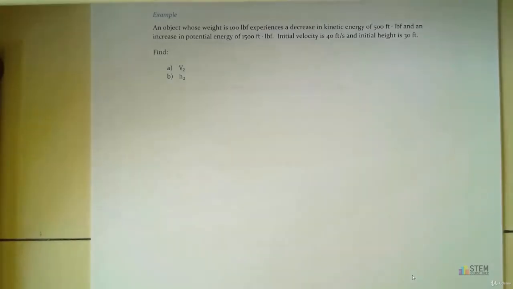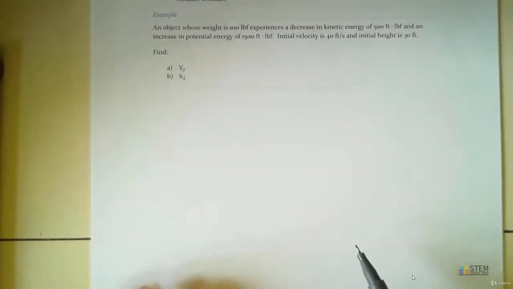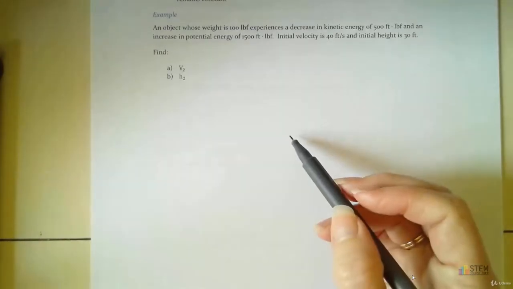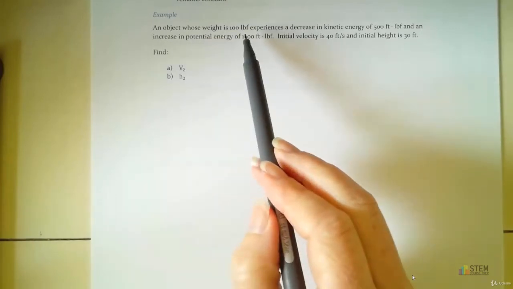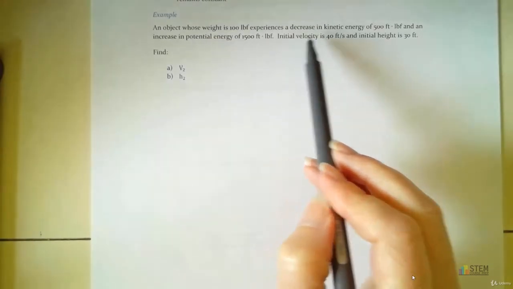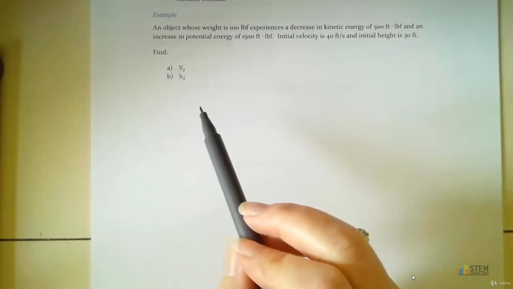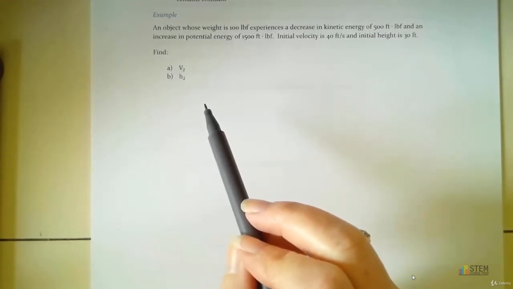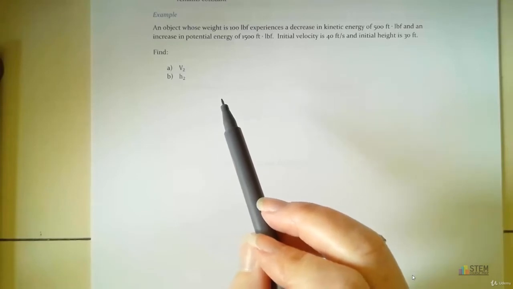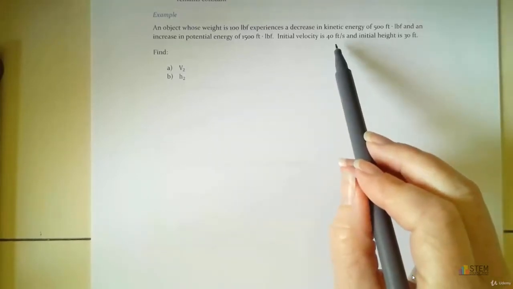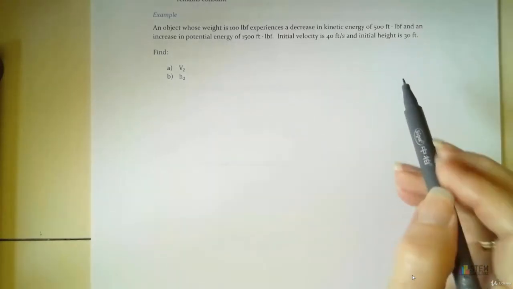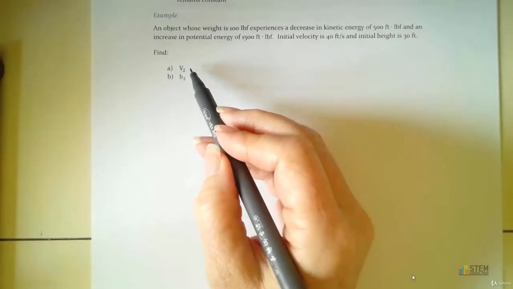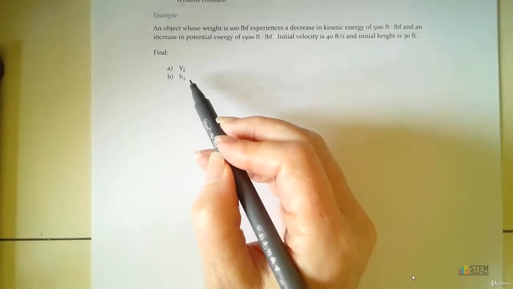All right, so let's do an example over the material we just covered. So first off, let's start by reading this problem, and then we'll go through and highlight keywords that might be important. So this problem tells us we have an object whose weight is 100 pound force. It's going to experience a decrease in kinetic energy of 500 foot-pound force and an increase in potential energy of 1500 foot-pound force. Our initial velocity is given as 40 feet per second, and initial height is given as 30 feet. Okay, we want to find the velocity at the second point and the height at the second point.